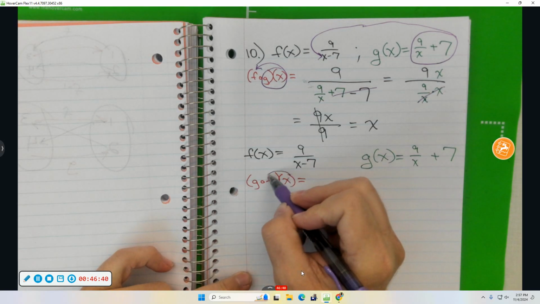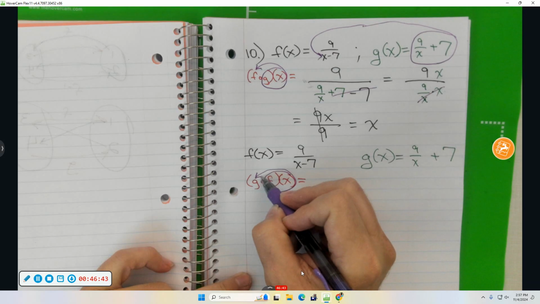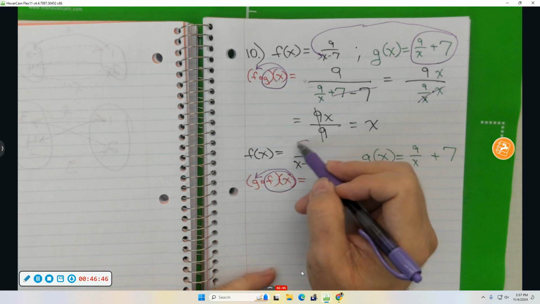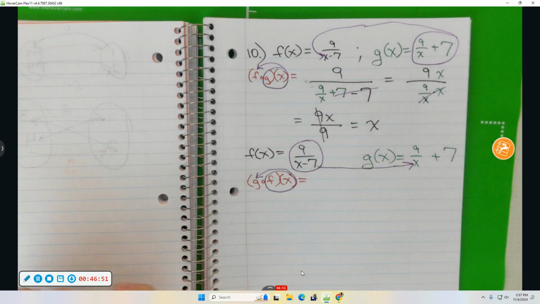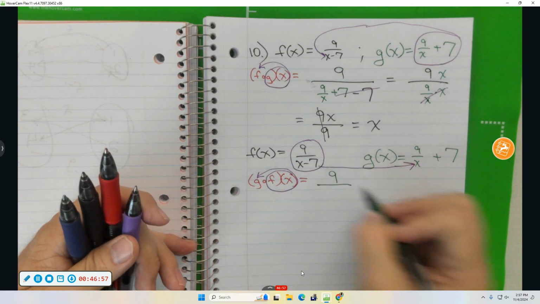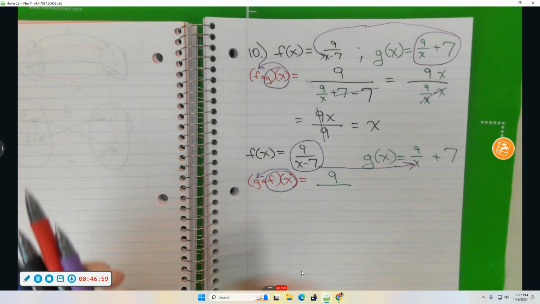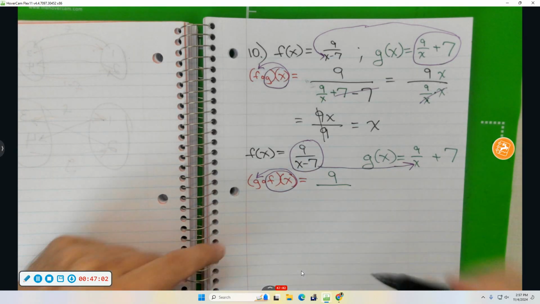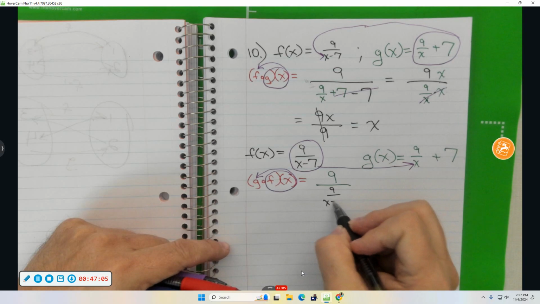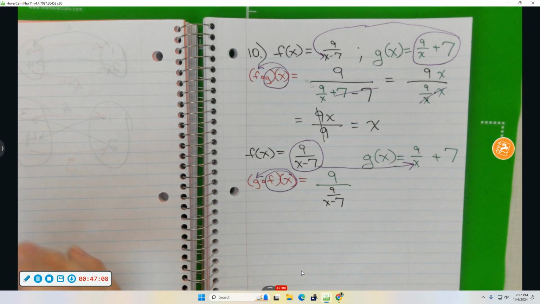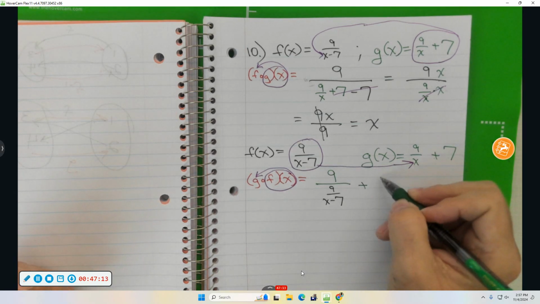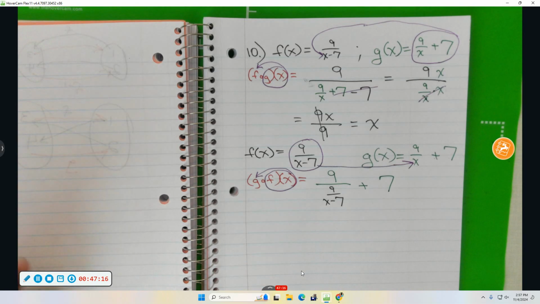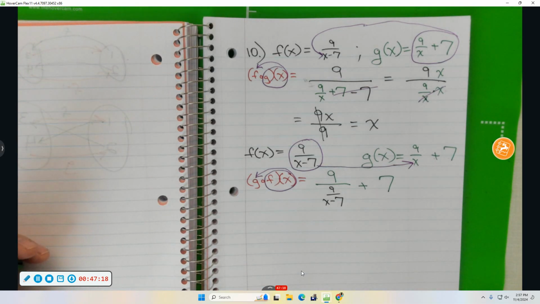We take the f of x and we plug it into g. So we're taking f of x and we're plugging it into g, wherever you see a variable. So we have a 9 over, we've replaced that x with 9 over x minus 7. And we still have a plus 7, that green plus 7, stuck on the side. Any questions on my logic there?